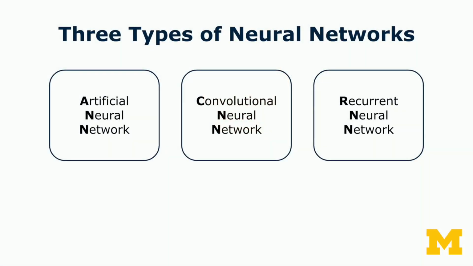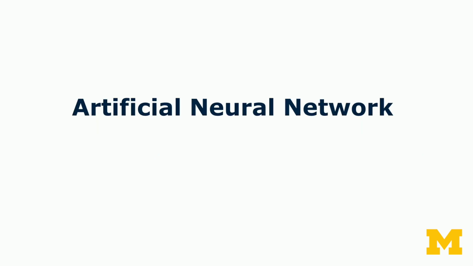There are three widely used types of neural networks for deep learning: artificial neural network, or ANN, convolutional neural network, or CNN, and recurrent neural network, or RNN. ANNs are computing systems inspired by biological neural networks. They are designed to recognize patterns, interpret data, and make decisions by simulating the way human brains process information.